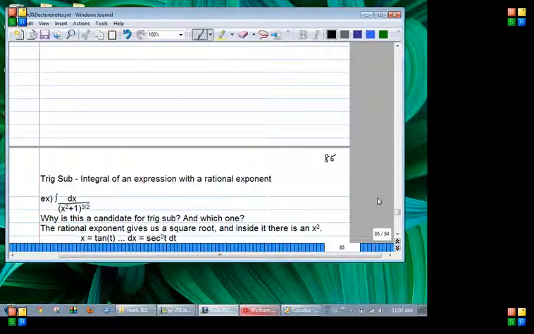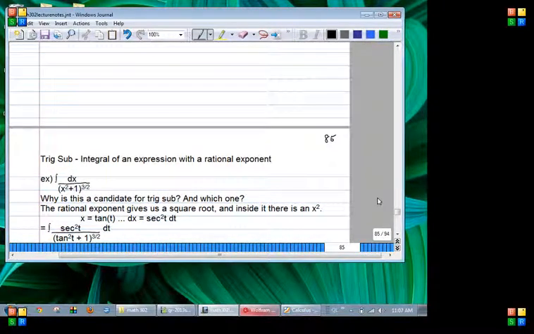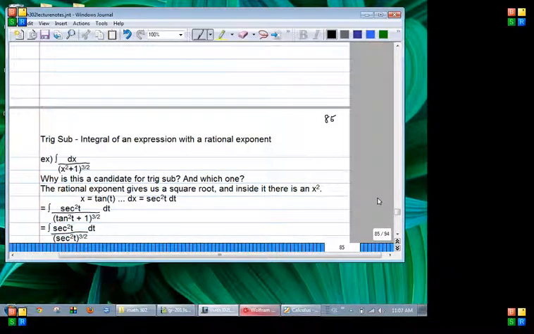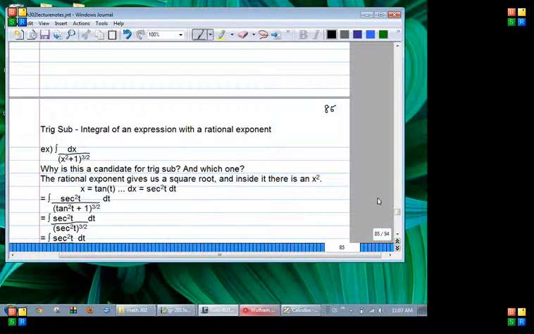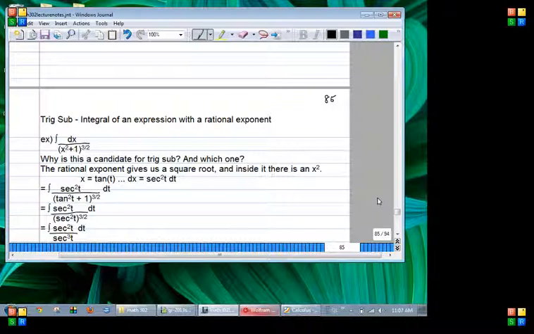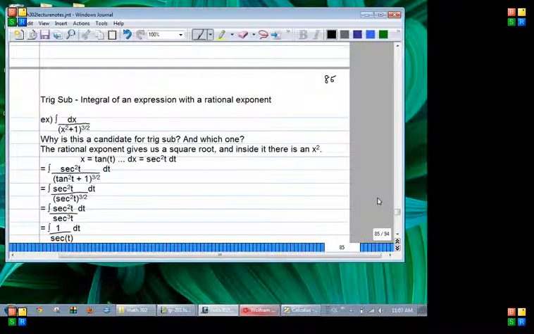So that's what we're going to do. In this case, the constant is 1, so we use x equals tan t. And then dx equals secant squared t dt. And now we just plug in and see how it simplifies. So you get this. And now we can simplify tan squared t plus 1. That should be secant squared t. Now secant squared t to the 3/2 is just secant to the third. So what do we get? 1 over secant, which is just cosine.